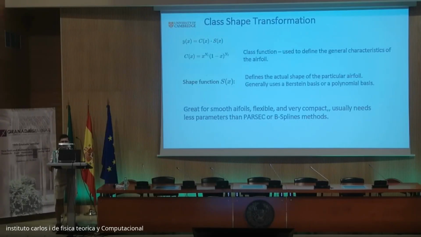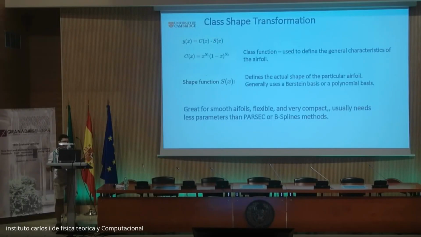So, it's very simple. You have your function, which will be y of x. This will be showing you what your aircraft wing section is going to be like. And it's mainly a product of a class function. In this case, the most widely used is this type with x to the power of n1 and 1 minus x to the power of n2. These define the general characteristics of the airfoil. The shape function does define the actual shape of the airfoil, but it usually just uses a Bernstein basis or a polynomial basis. You can think of it as just a polynomial.